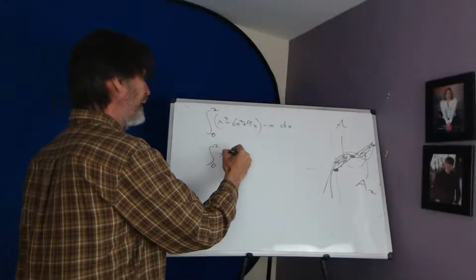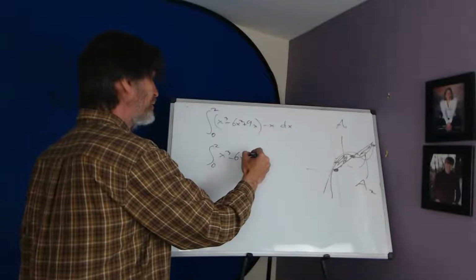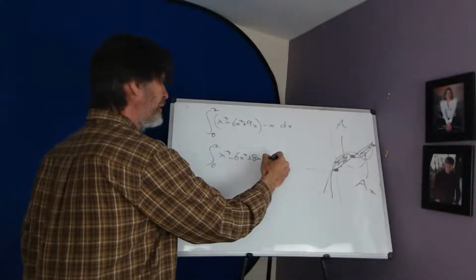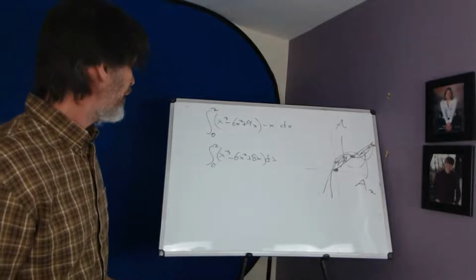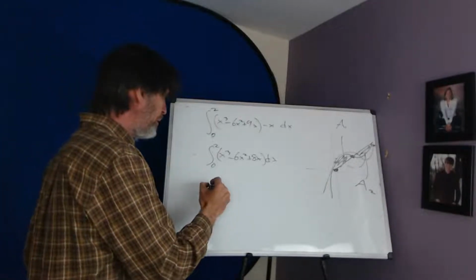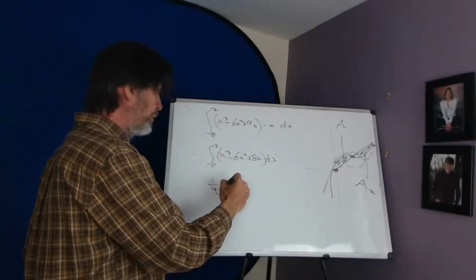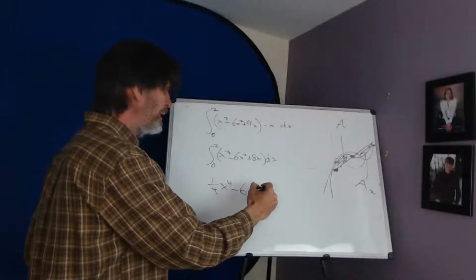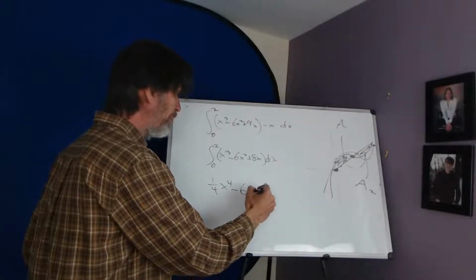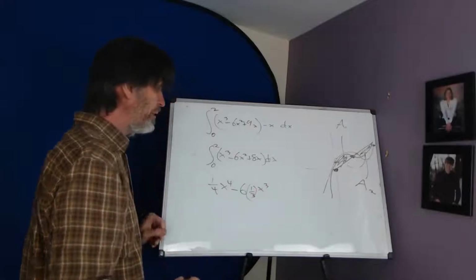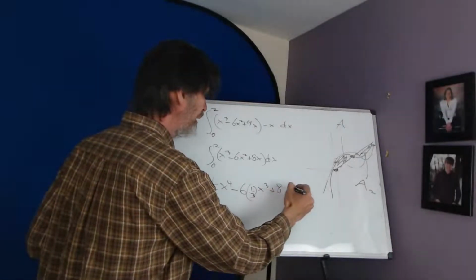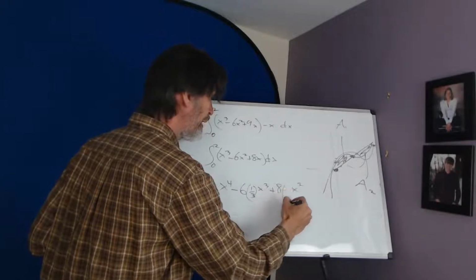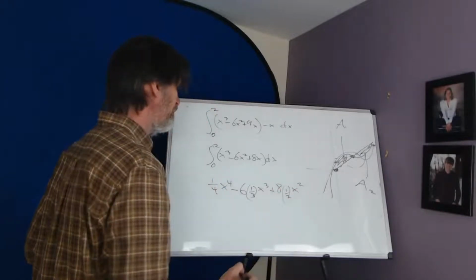0 to 2, x cubed minus 6x squared plus 8x dx. Straightforward polynomial using the power rule. 1/4 x to the 4th minus, let's see, raise the power by 1. Reciprocal of the new power, 6 times 1/3. Same thing on the next one, 8, keep the x, raise the power, reciprocal of the power.